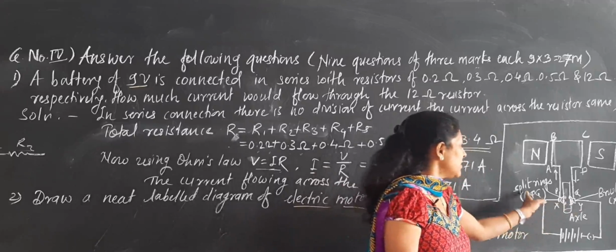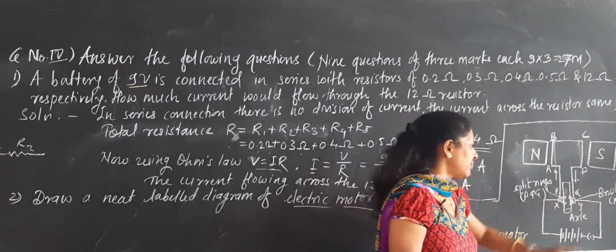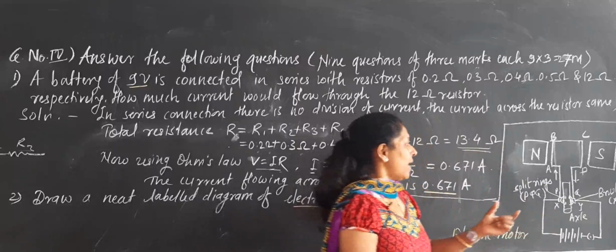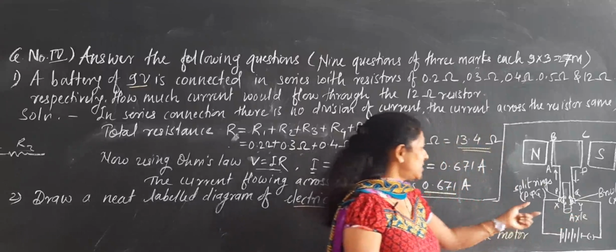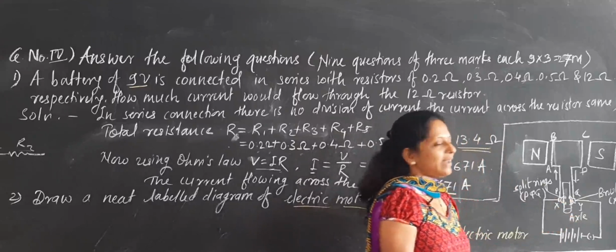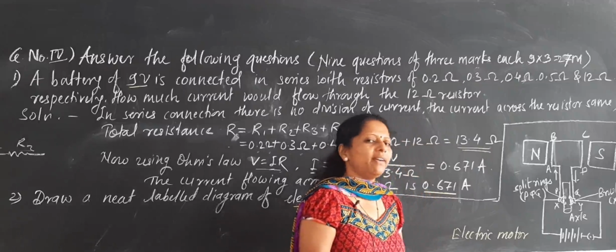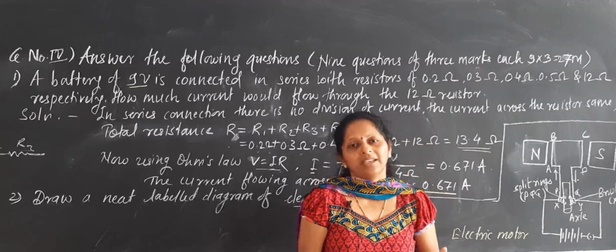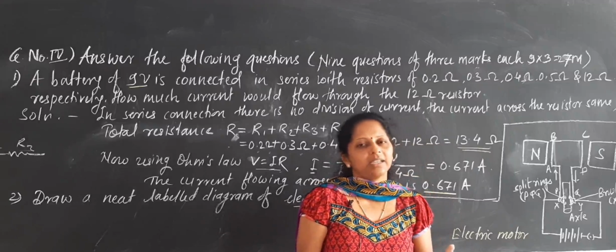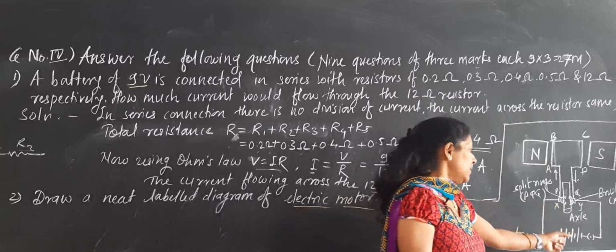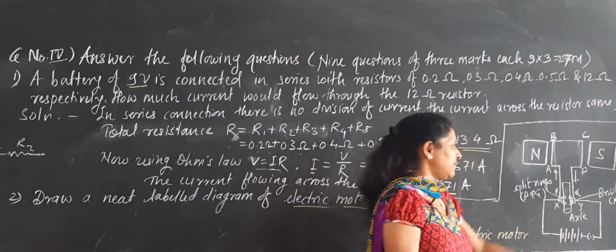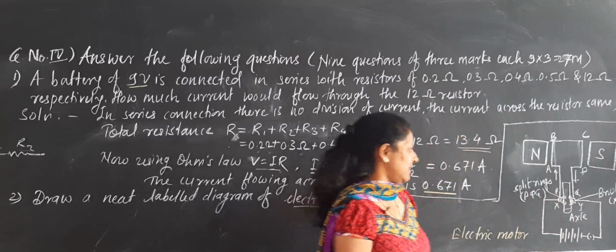So here are the split rings P and Q, brushes X and Y, and the axle, and the axle is going to rotate, and there is production of mechanical energy, because the axle is attached to it. Any device that gives mechanical energy, that produces mechanical energy, starts to rotate. That is the production of mechanical energy. So from electrical energy there is production of mechanical energy.